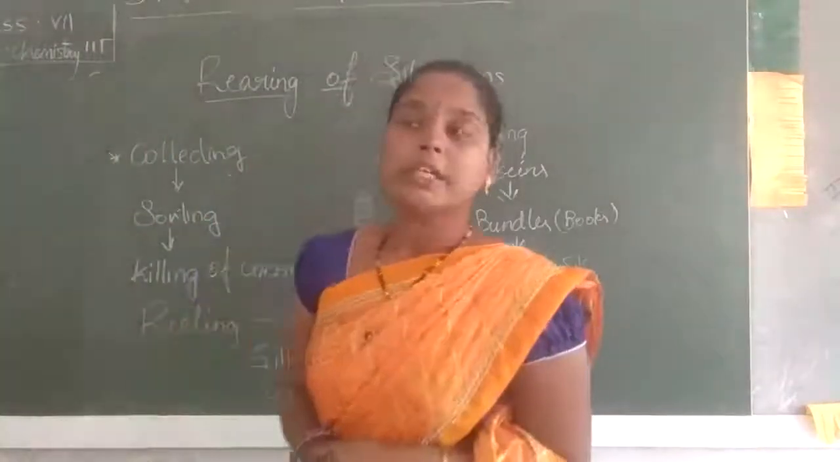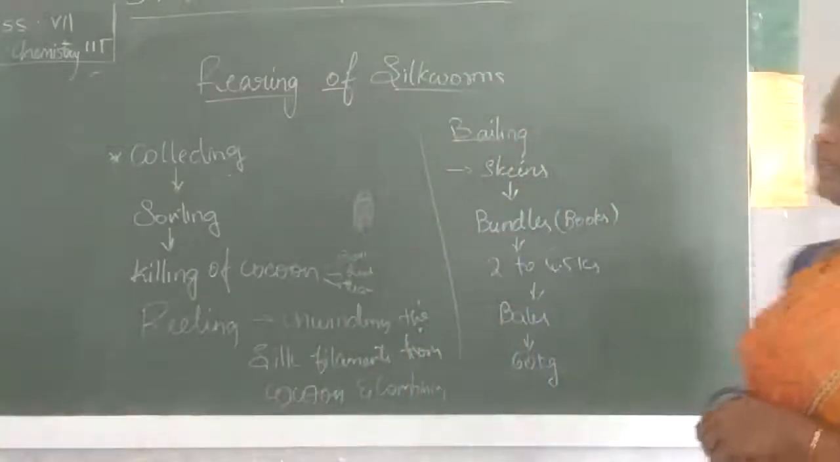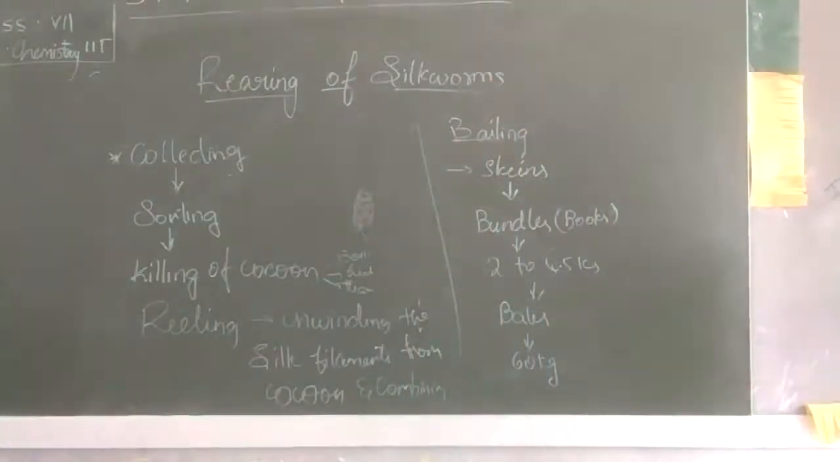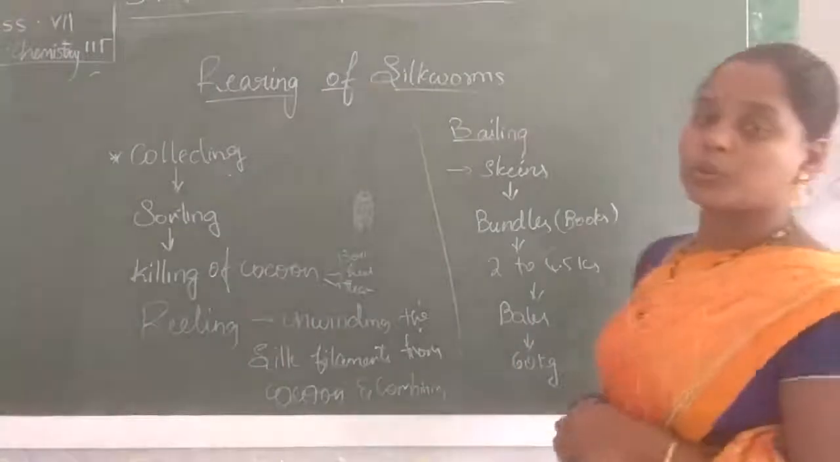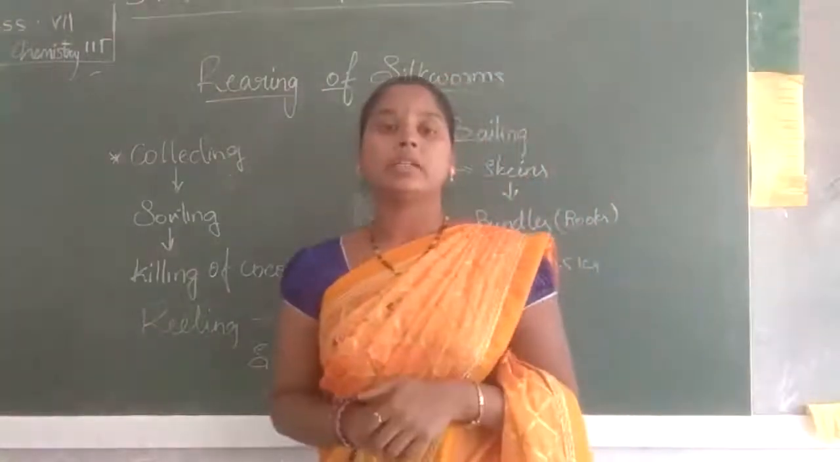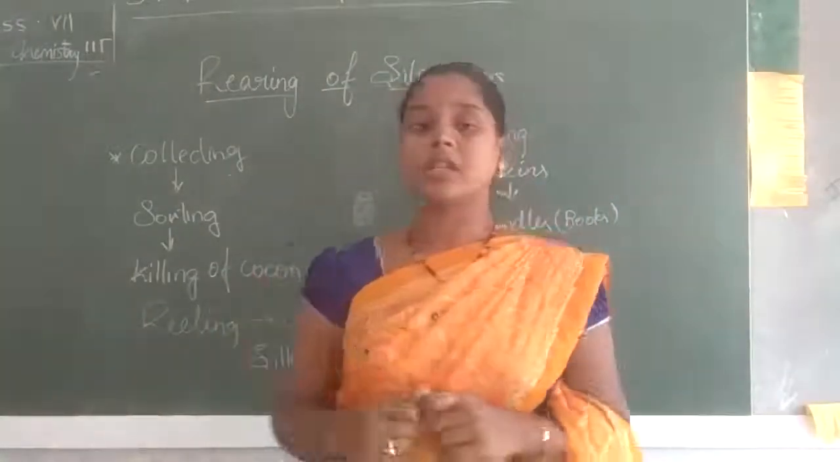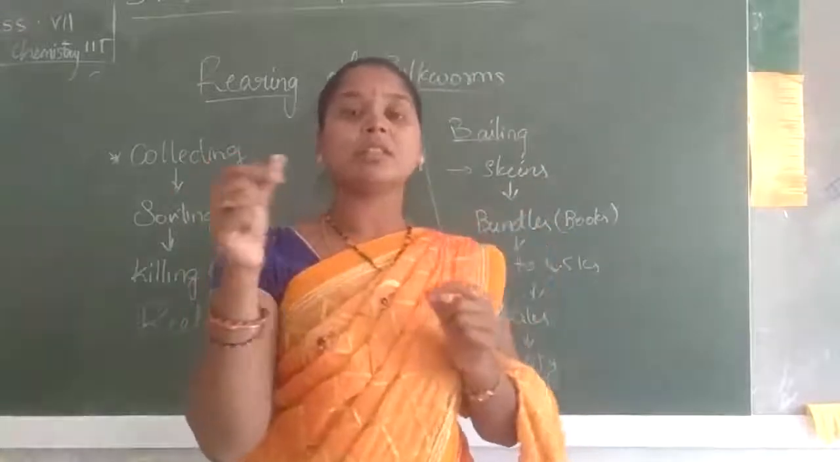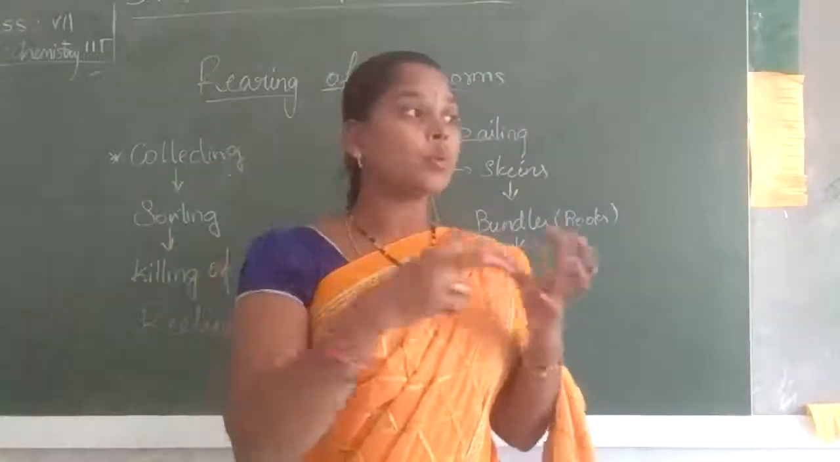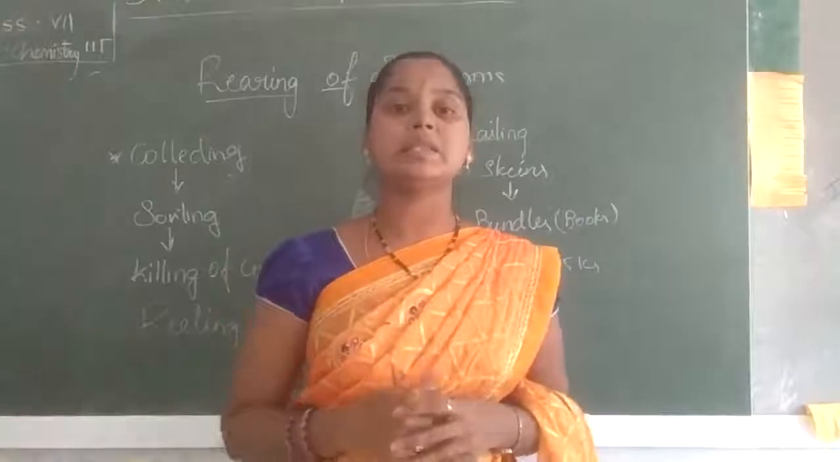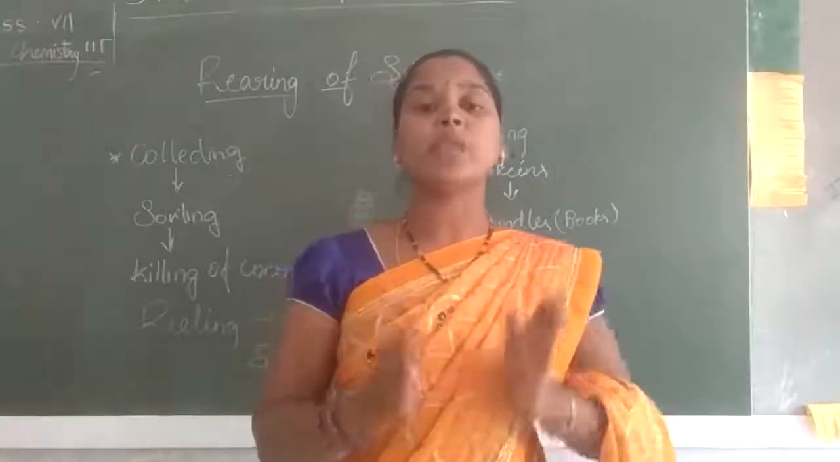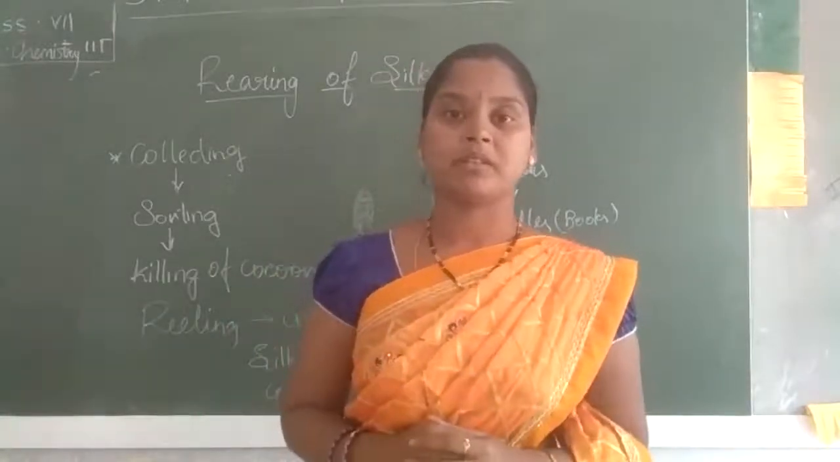So what is reeling here? Reeling is nothing but unwinding the silk filament from the cocoon and combining them together. From the cocoons we need to collect the small strands of threads. From 2-3 cocoons some small filament is made. Those filaments are put together to form a raw silk thread.